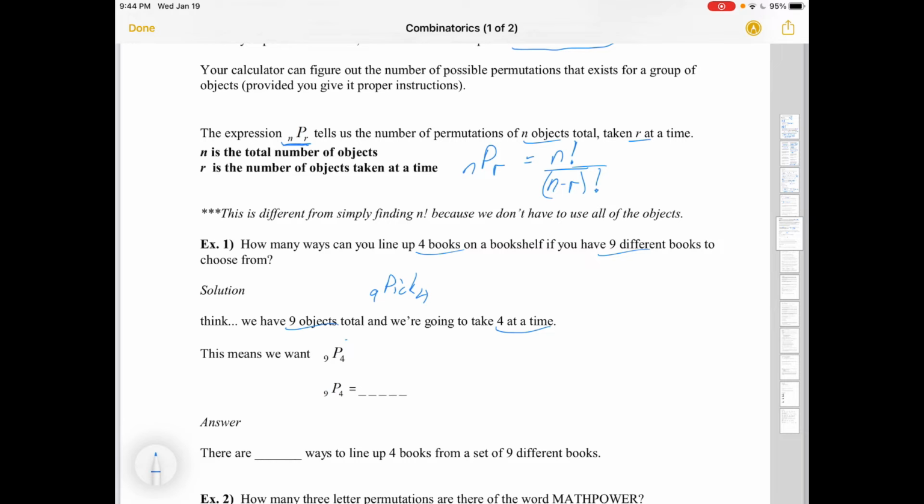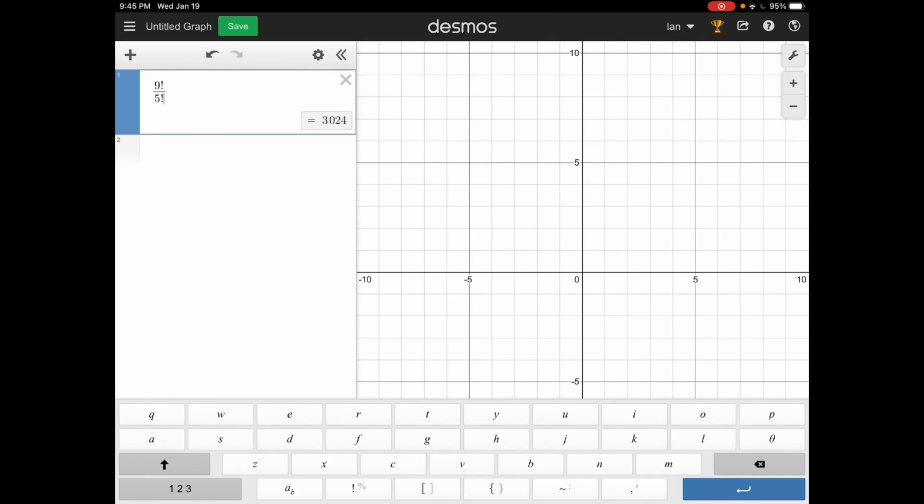If I use this formula over here, that would mean I'd have 9 factorial over n minus r, so n is 9, r is 4, so over 9 minus 4 factorial. So 9 factorial over 5 factorial. And we can work that through in a calculator. 9 factorial over 5 factorial is 3024.